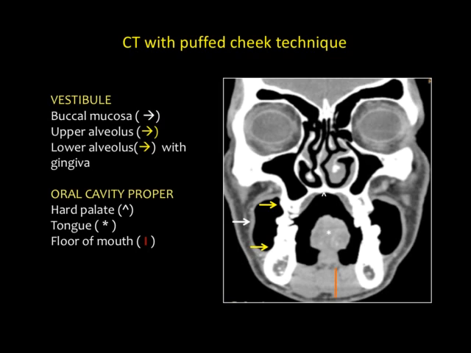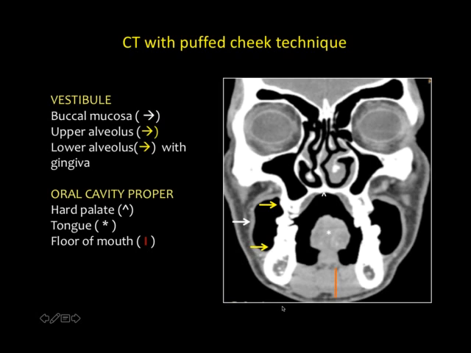So coming to the puff cheek technique, what do you see in a puff cheek technique? You see the buccal mucosa over here, the upper and the lower gingival surfaces, the hard palate, the oral tongue proper, and the floor of the mouth. So these are the 4 or 5 areas where the malignancies would arise. This is the buccinator complex or the buccal mucosa, where the disease would arise, and it will go up either into the upper gingiva or to the lower gingiva.